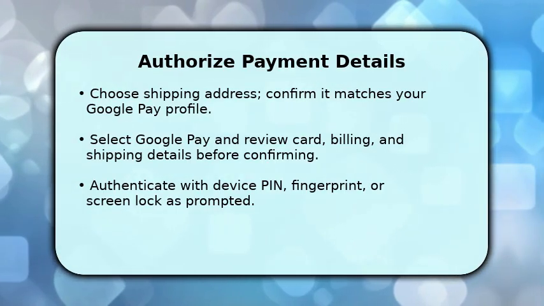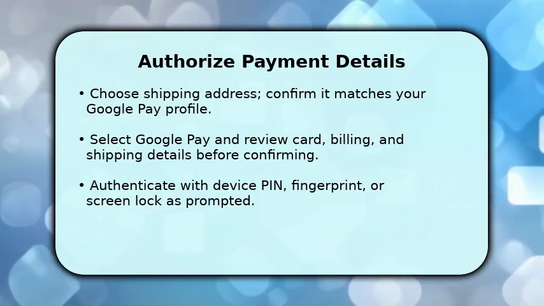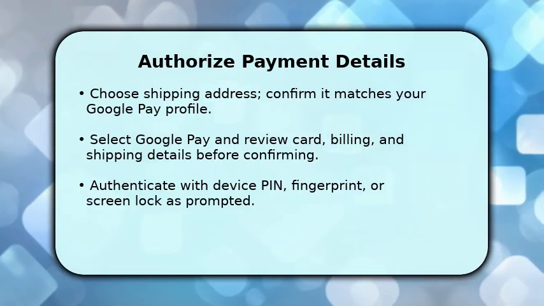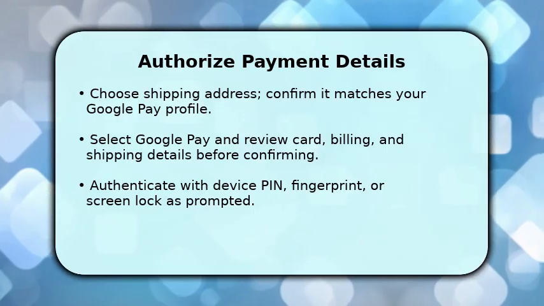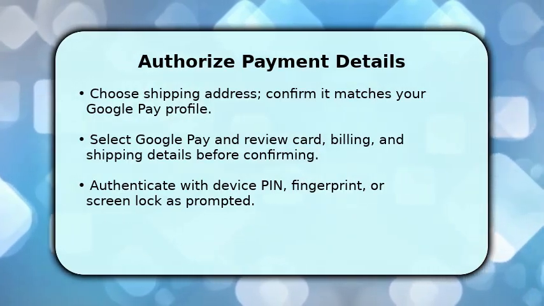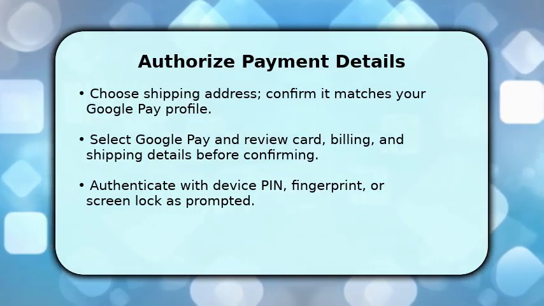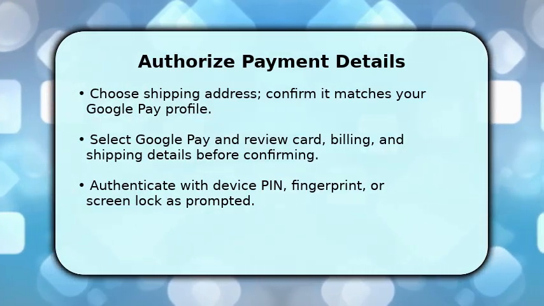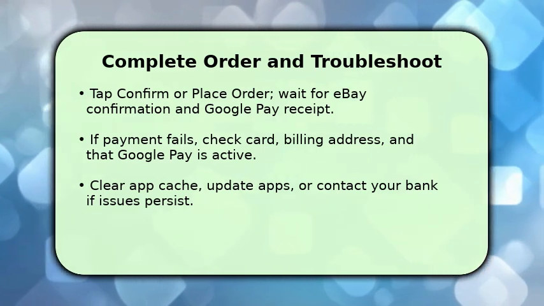Then authorize the charge. Use your fingerprint, face, or device PIN to authenticate. When prompted, confirm the total including tax and shipping. This step prevents declines and mismatched deliveries and ensures the seller receives a verified payment method, so orders move to fulfillment faster. After authentication, tap Confirm or Place Order and wait for eBay's confirmation screen plus a Google Pay receipt.